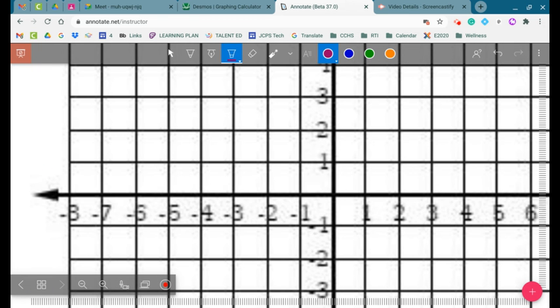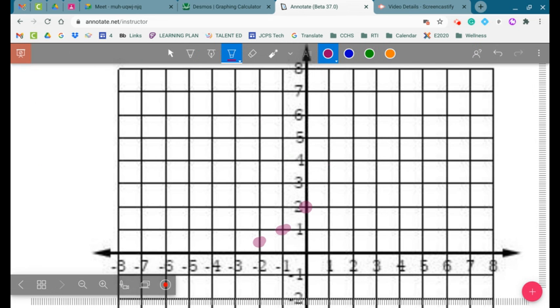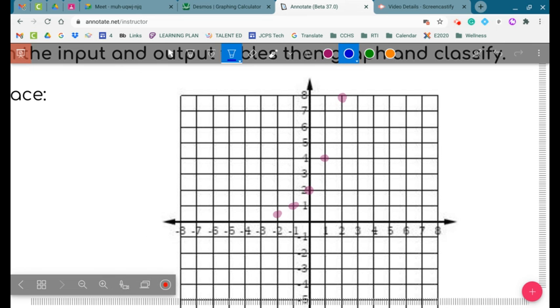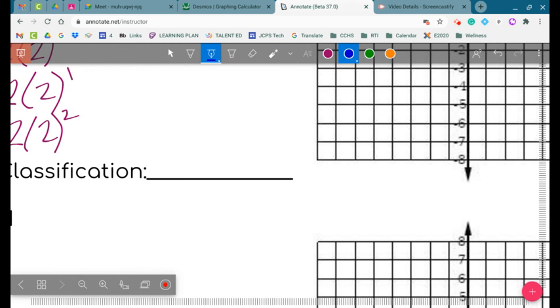Plot my points. 0, 1, 1, 2. Was it 1, 4, and 2, 8? And then graph my line. Man, I cannot hit all my points today. And there's your line, you guys. So this one is that L shape, so your classification would be exponential.